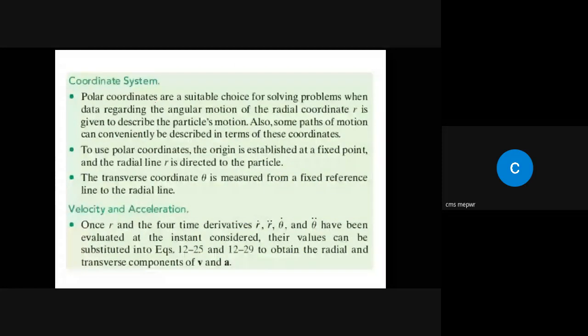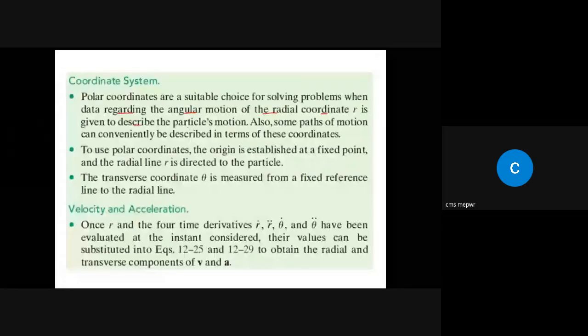So now let's look again at what we explained a few moments ago, that polar coordinates are a suitable choice for solving problems. Polar means 2D, r theta, right? It is suitable when data regarding the angular motion of the radial coordinate r is given to describe the particle motion.